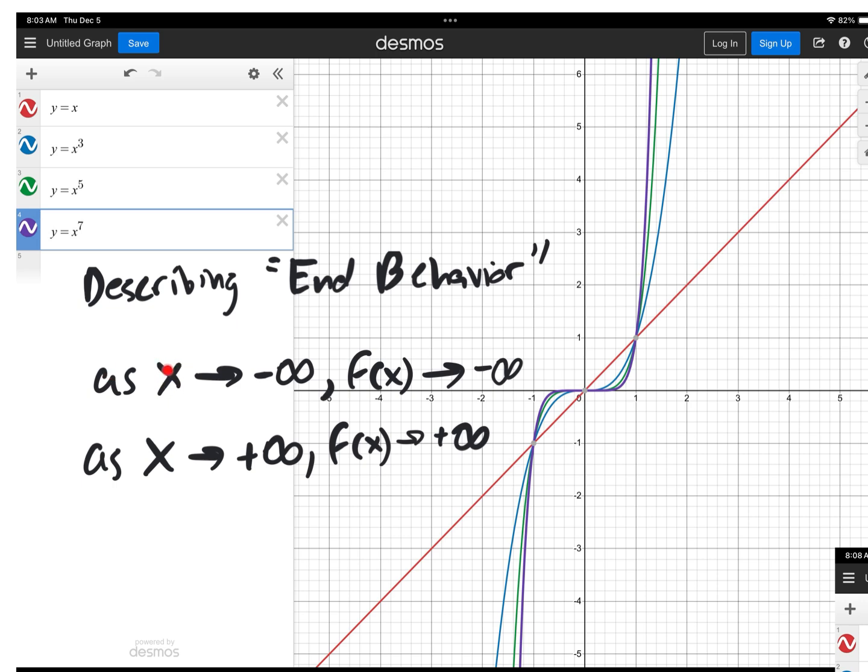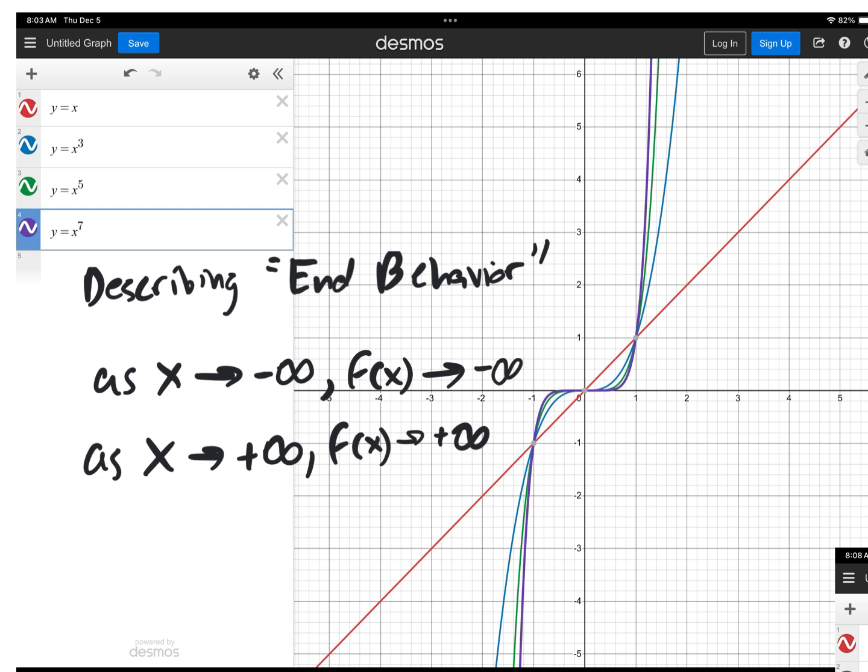As your x values go to the left, your y values go to the bottom. As your x values go to the right, your y values go up. Make sense? Okay.